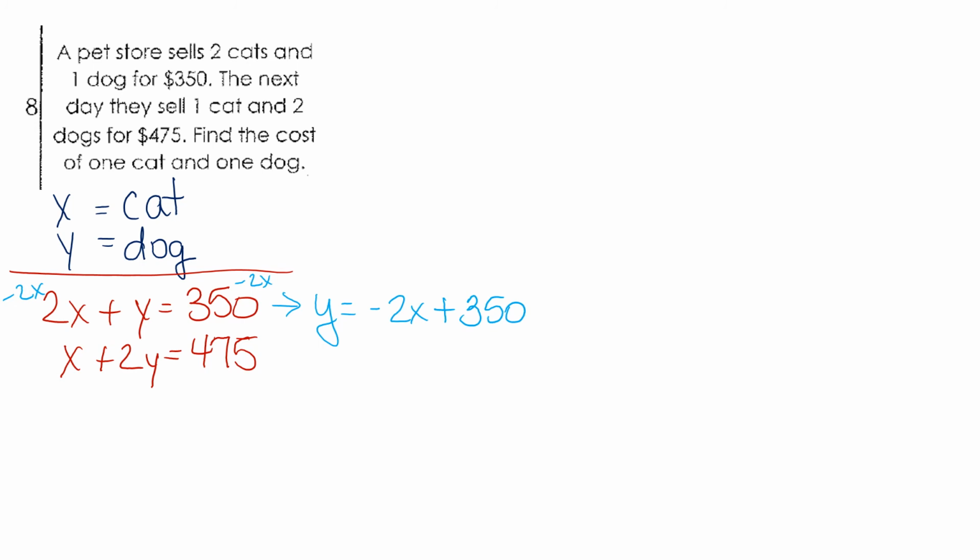Now we are ready to substitute. So when we get ready to do this one, we've got our x plus 2, and in place of y we're going to substitute negative 2x plus 350 equals 475. Do your distributive property.